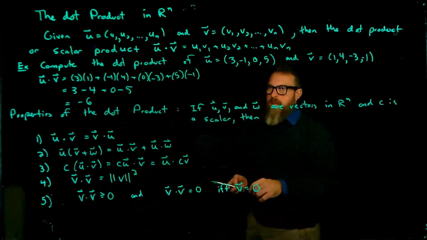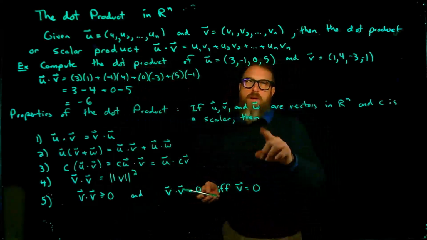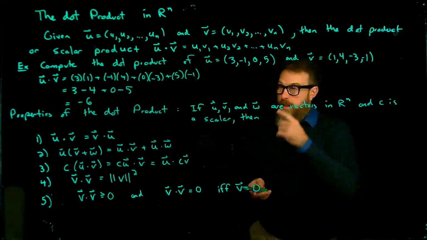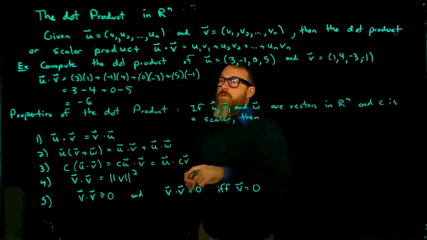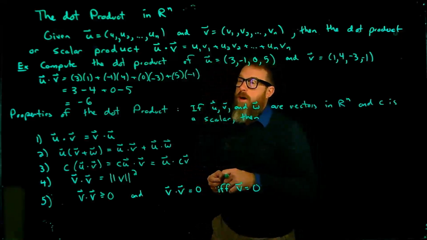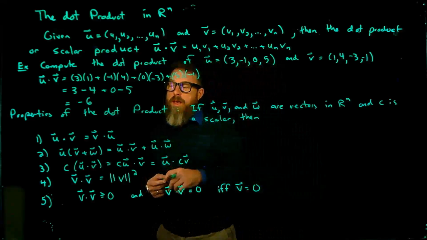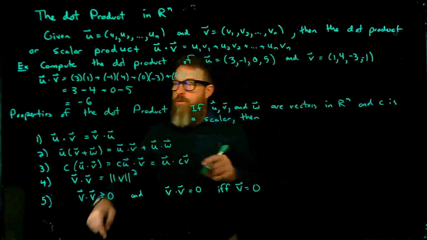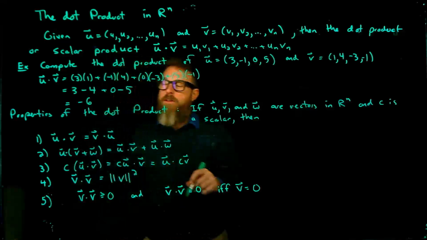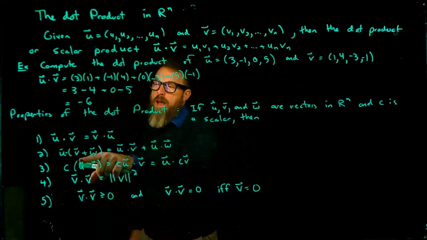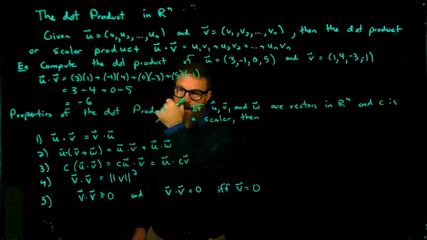So, properties of the dot product. If u, v, and w are vectors in Rn and c is a scalar, then the dot product is commutative. So u dot v is equal to v dot u. It's distributive: u dot (v plus w) is u dot v plus u dot w.